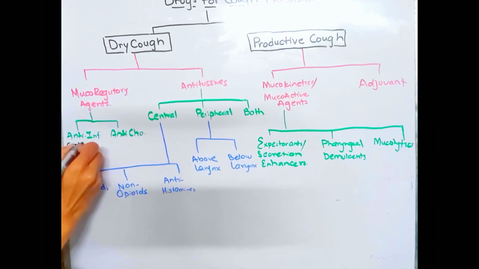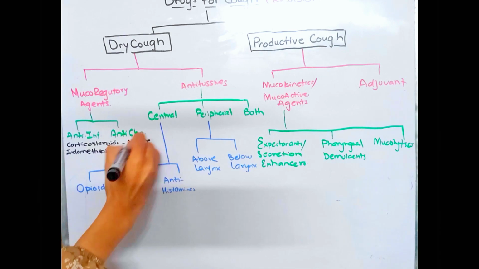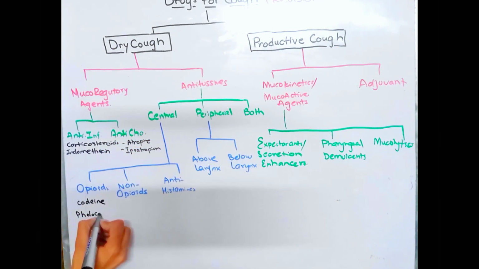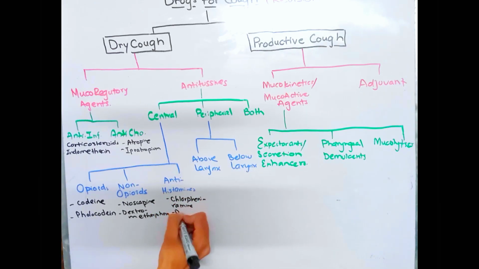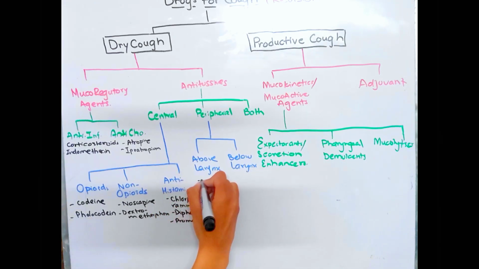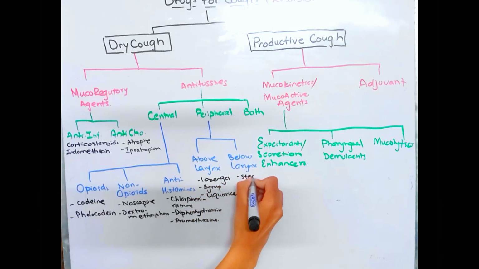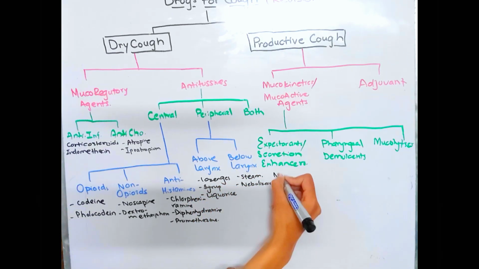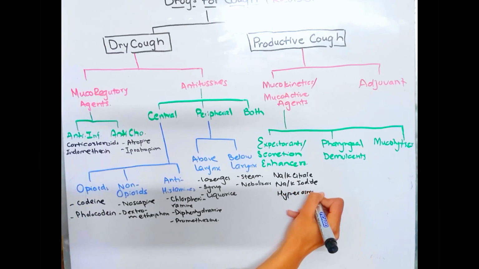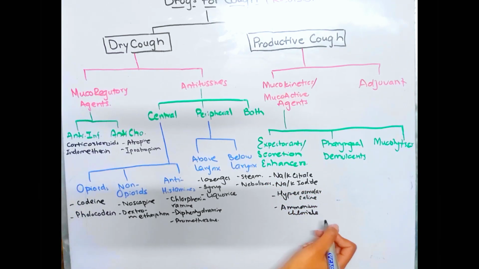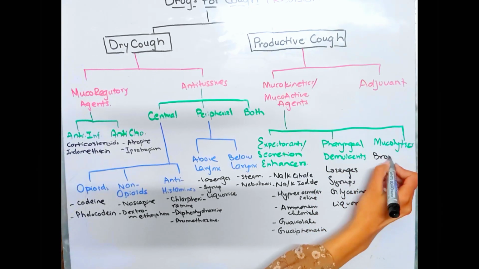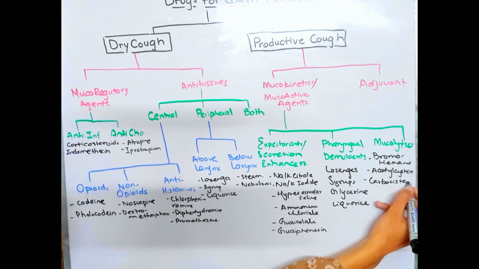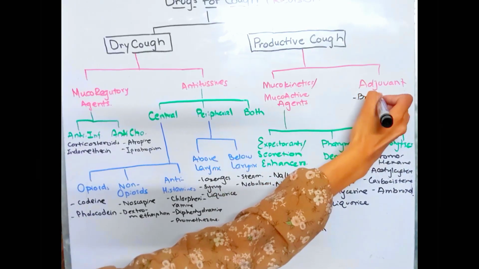Now let's write the examples. Corticosteroid, indomethacin, atropine, ipratropium, codeine, pholcodine, noscapine, dextromethorphan. We have pheniramine, diphenhydramine, promethazine, lozenges, syrup, licorice, steam, nebulizers. Then sodium potassium citrate, sodium potassium iodide, hyperosmolar saline, ammonium chloride, guaiacolate, and guaifenesin. Then lozenges, syrup, glycerine, licorice, bromohexine, acetylcysteine, carbocysteine, and ambroxol.